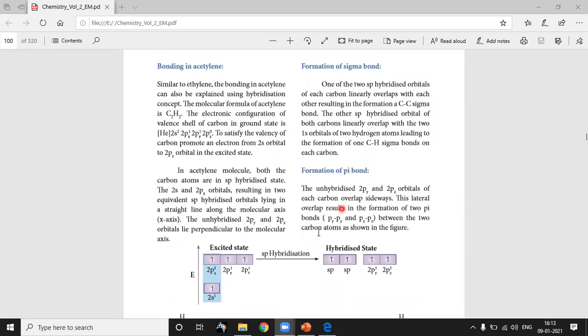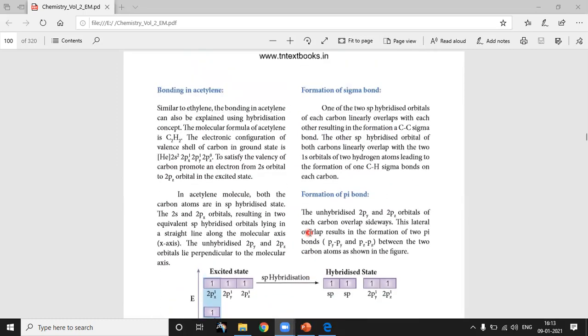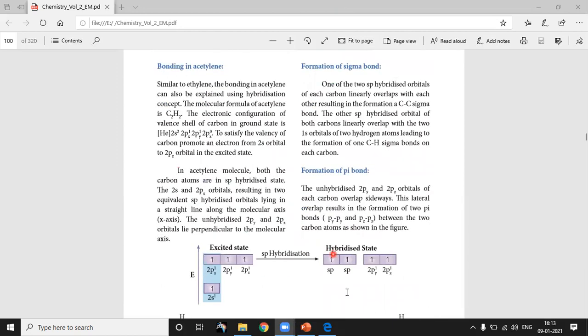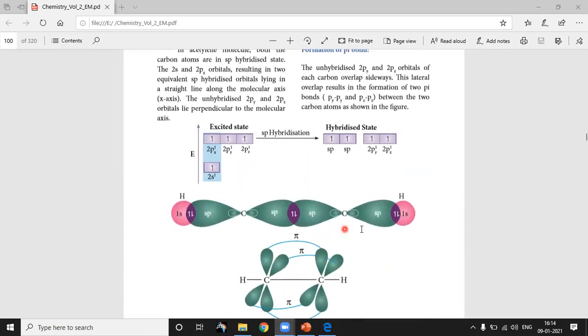The sigma bond is formed between the CC, whereas near to CH it forms the pi bond. Okay, that is simply CC sigma bond and also CH sigma bond. There is also the formation of pi bond near to this carbon and then hydrogen.